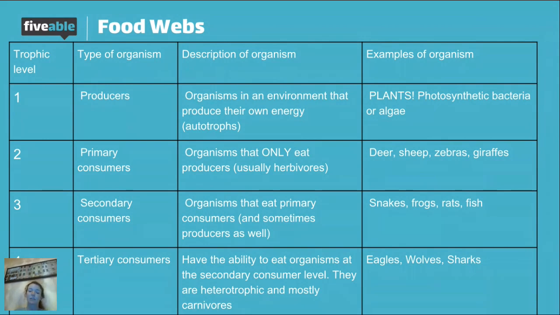So secondary consumers are kind of in-betweens, and that can vary depending on the environment. And then our tertiary consumers have the ability to eat organisms at the secondary level. Heterotrophic, mostly carnivores. Eagles, wolves, sharks are all going to be examples of that. So again, those are like your apex predators at the top. Okay, easy enough. Hopefully this is familiar vocab for you.